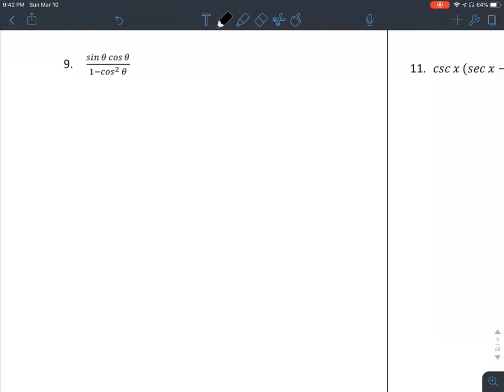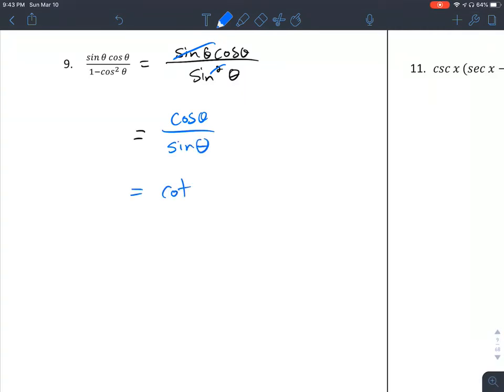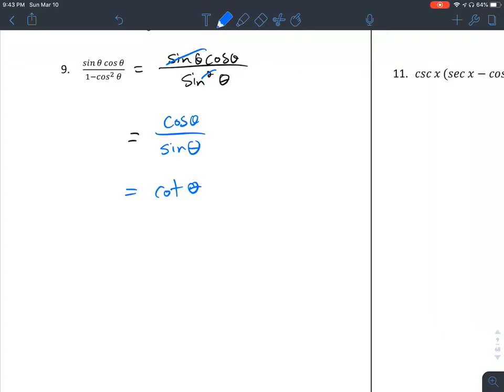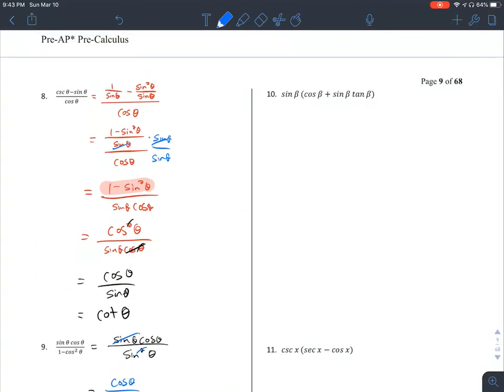Number 9, I recognize right away that my denominator is equal to sine squared of theta. That's from the first Pythagorean identity solved for sine squared. I can cancel a sine from the top and the bottom, leaving me with cosine of theta over sine of theta, and this is cotangent of theta. Awesome.